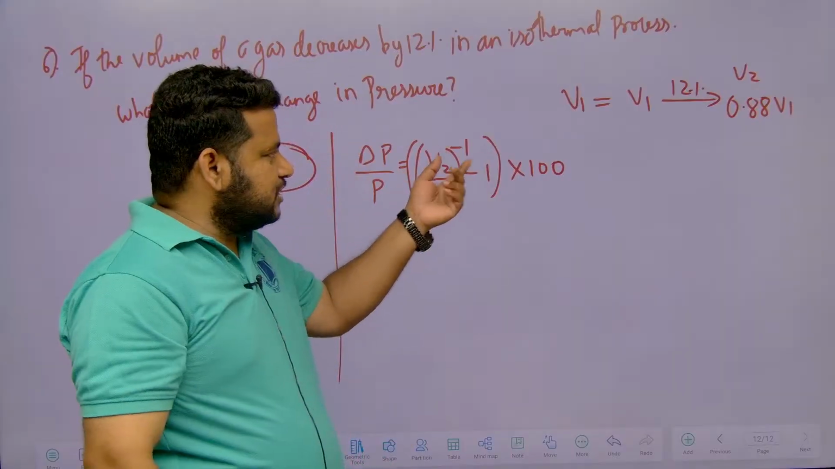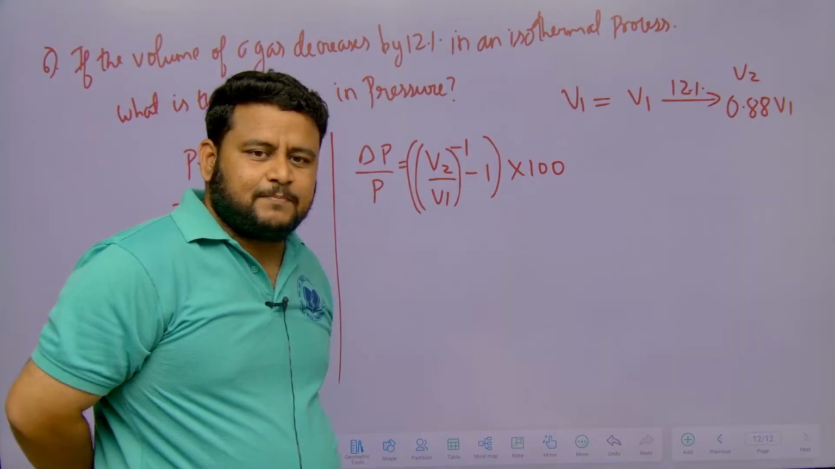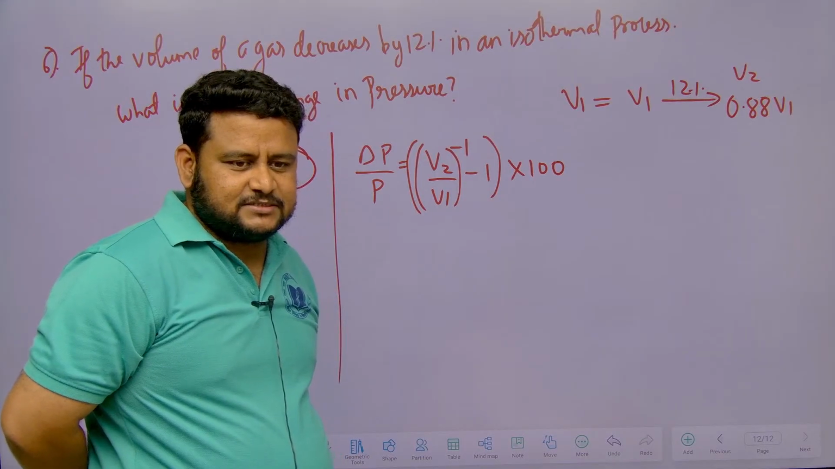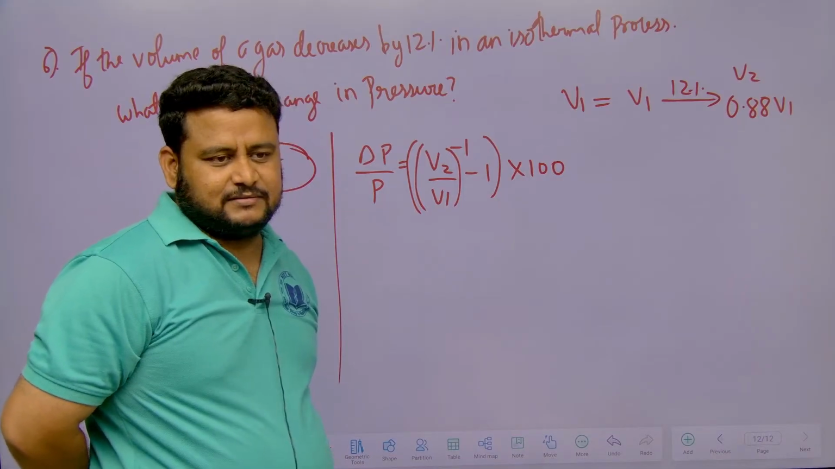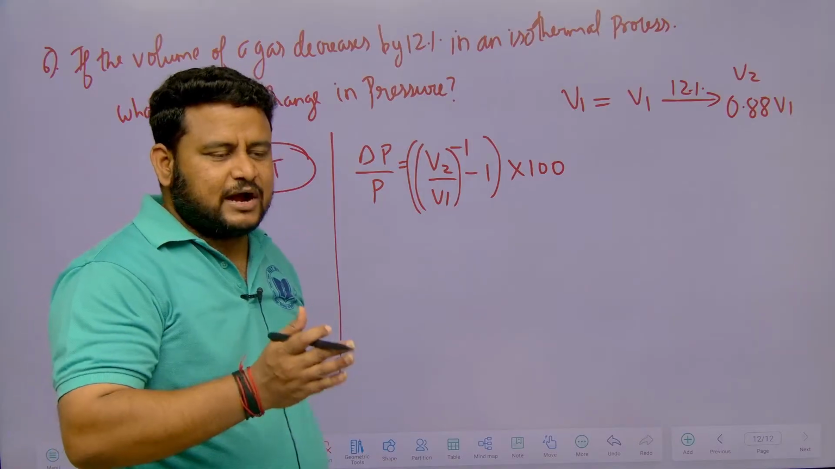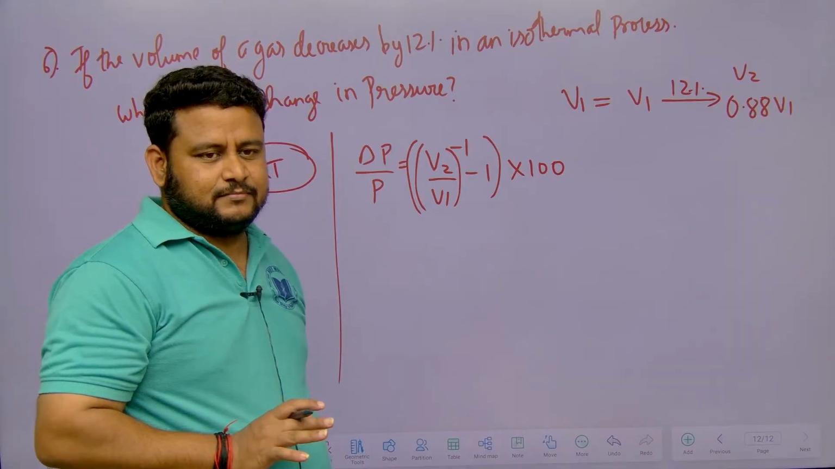So V2 we write as 0.88 V1. 13% decrease means 0.87. 17% decrease means 0.83. 17% increase means 1.17. Like that. Just increase by 1: from 1 you add 0.17. Decrease means decrease 0.17. That's all.